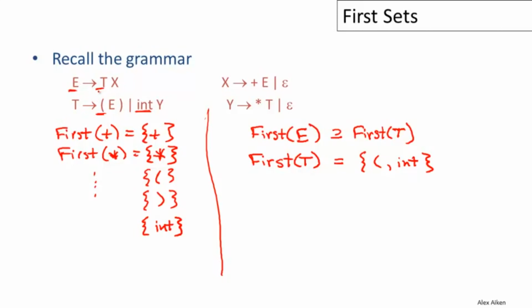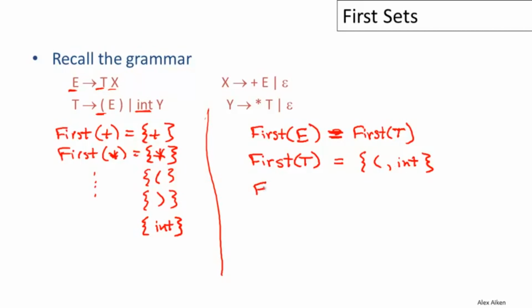But if T can go to epsilon, then things that are in the first of X could also be in the first of E. But now we've computed the first of T, and we see that epsilon is not in there. The first of T always generates at least one terminal symbol. And so there will never be a situation in which X can contribute to the first of E, because T is always guaranteed to generate at least one terminal. So in fact, this subset that we wrote up here is not a subset at all, it's an equality. The first of T and the first of E are equal. So the first of E is also open paren and int.